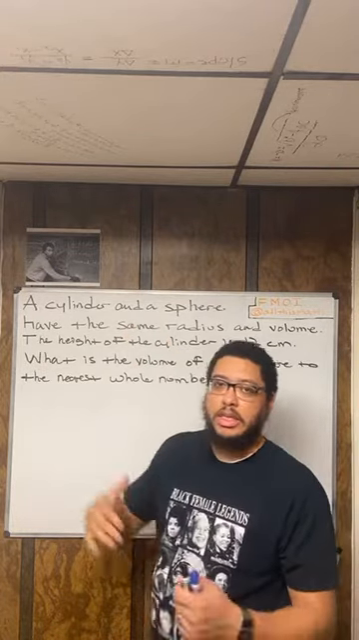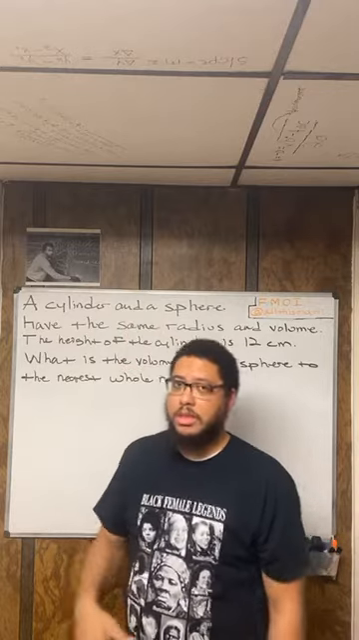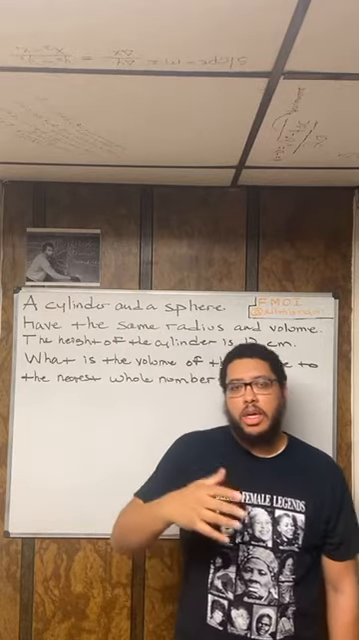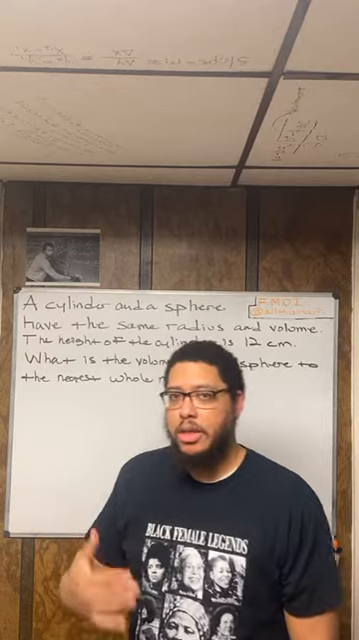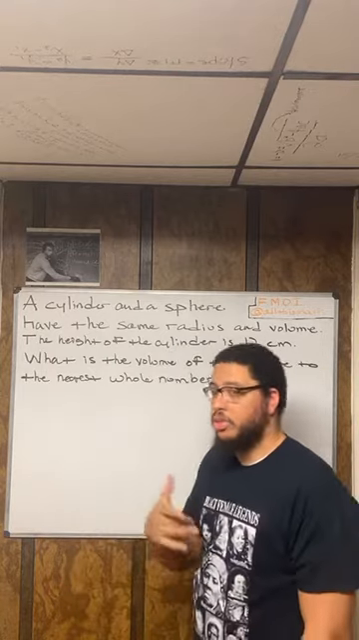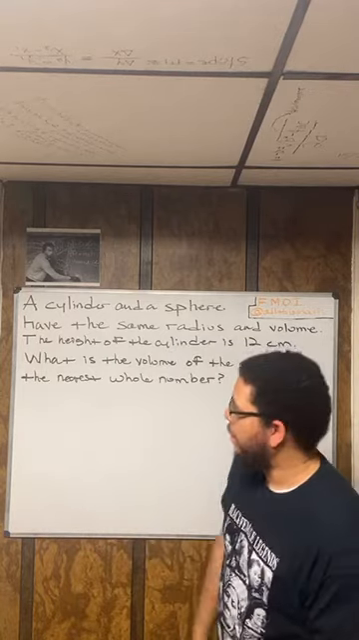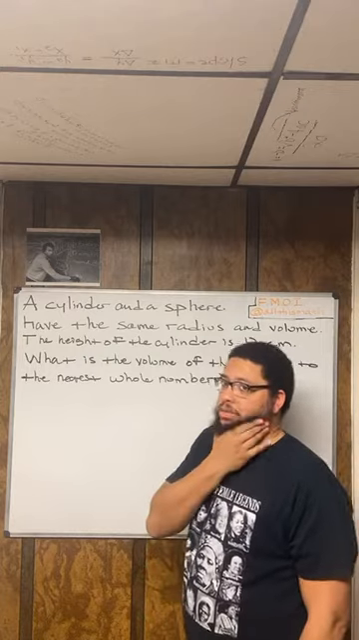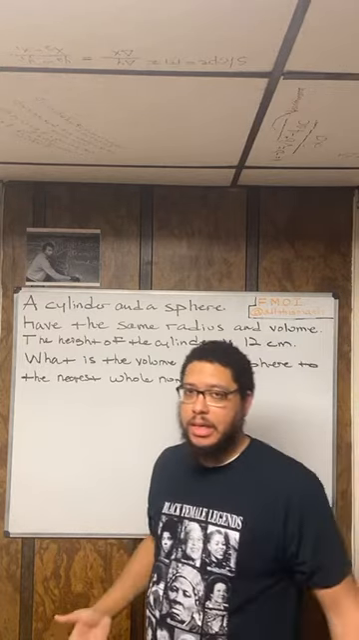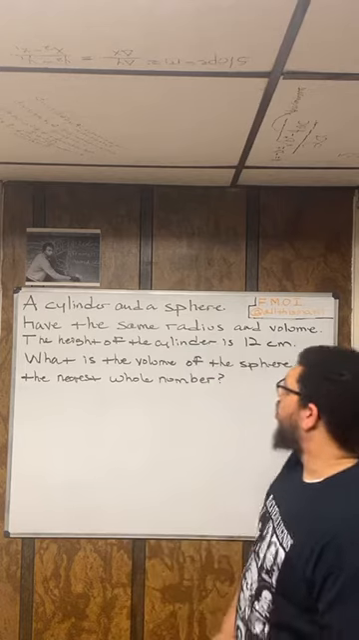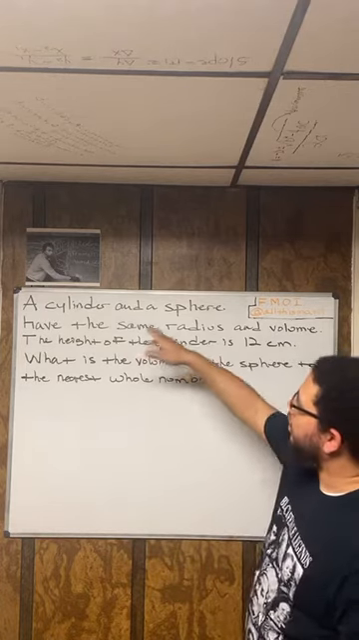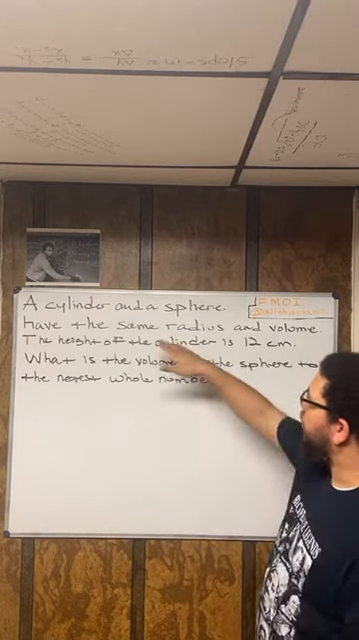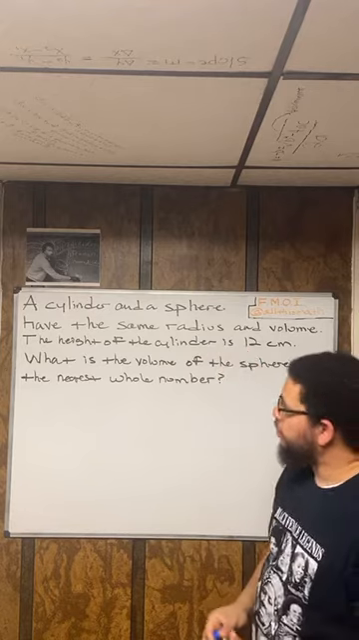And once you translate all of this into an equation, then you can solve the equation, and then you'll have the answer. And then also you can check your work to make sure your work makes sense. But the first step is to actually read the word problem and really understand it. All right? So this says that a cylinder and a sphere have the same radius and volume.